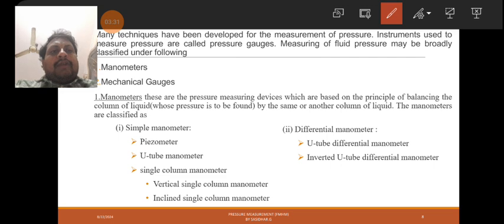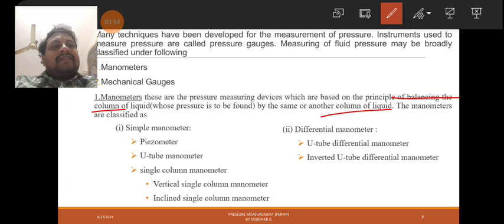Manometers are pressure measuring devices which are based on the principle of balancing the liquid columns. You can underline this. The pressure is measured based on the principle of balancing a column of liquid by the same or another column of liquid.